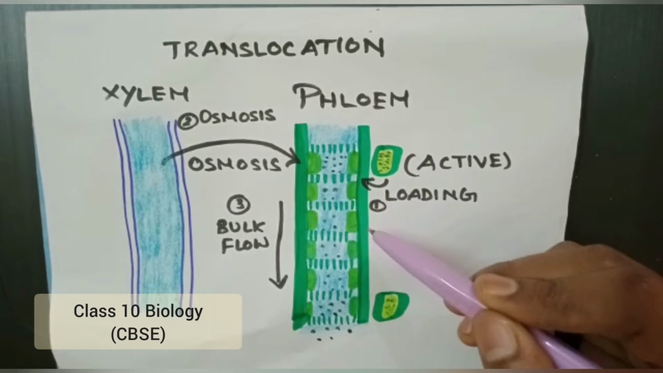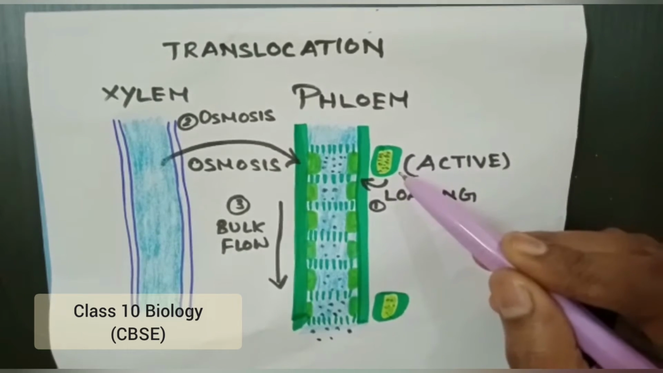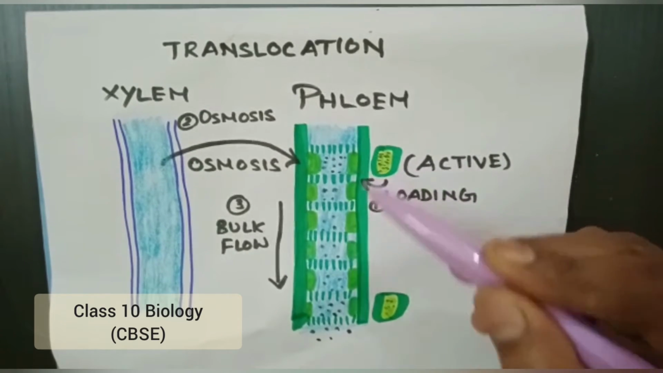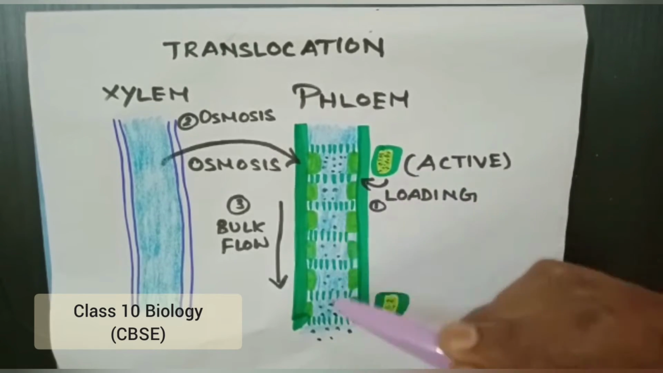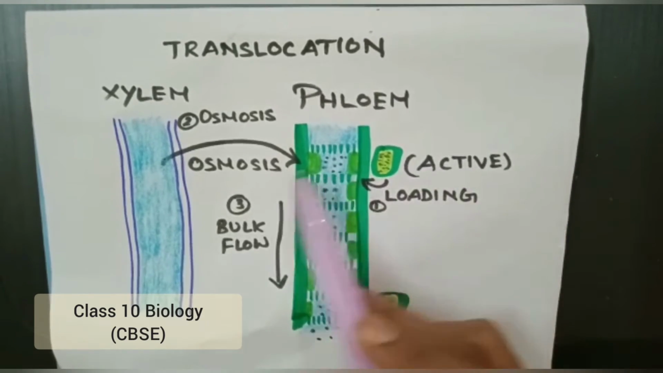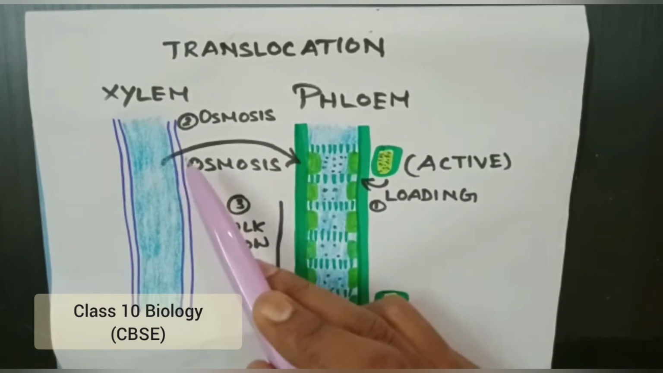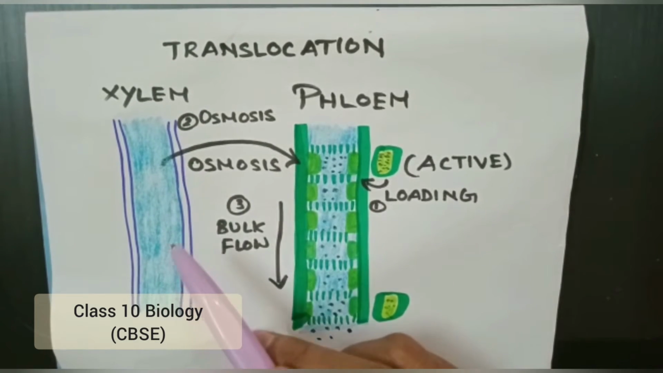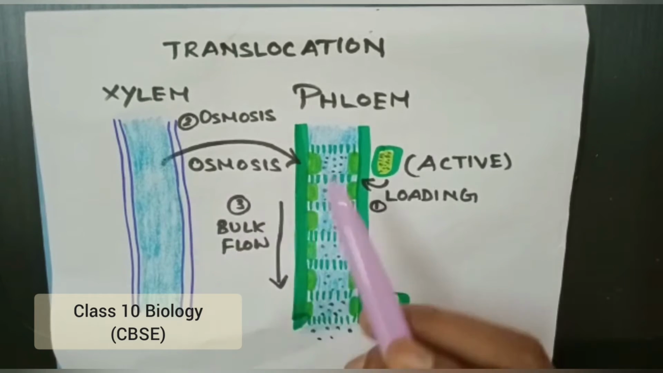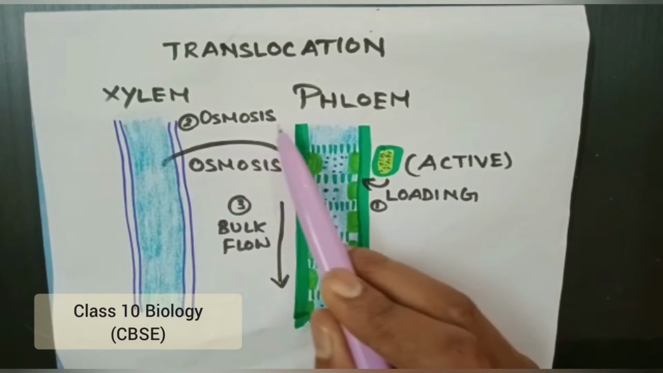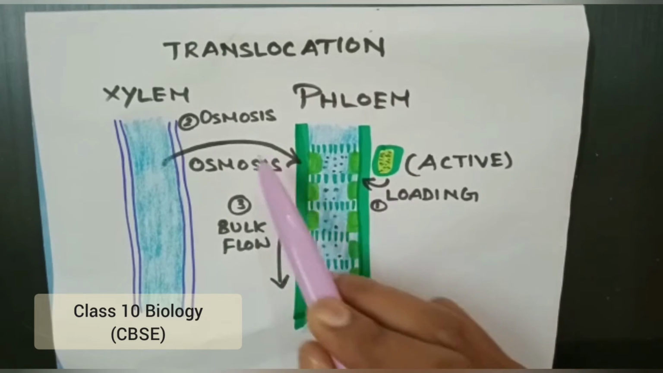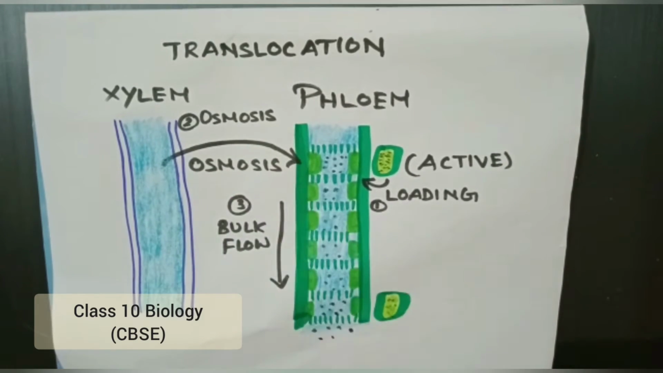Now see what happens. Because of a lot of sugar, the concentration of sugar is much higher than the surrounding region, and it will always like to balance the concentration. Next, there will be a xylem. It contains a lot of water. What will happen between xylem and phloem is that the water will start flowing from xylem to phloem because of the osmosis process.